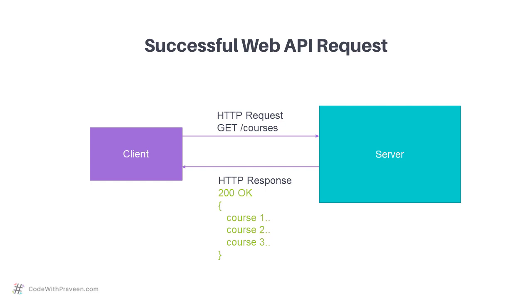The server is going to process this request by fetching the list of courses from the database through a database repository, forming them into a specific data model collection, and then responding to the client. The server will then return an HTTP response along with the result. In this example, it returns course 1, course 2, course 3, and so on.